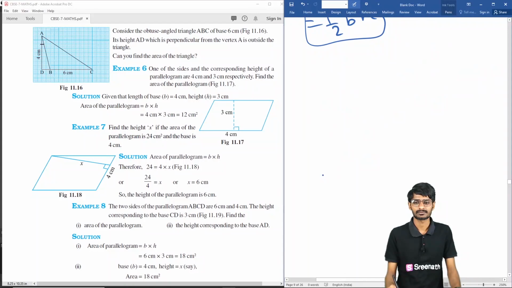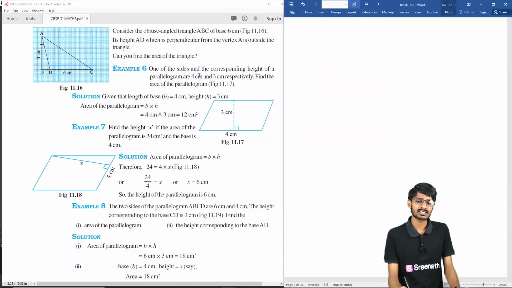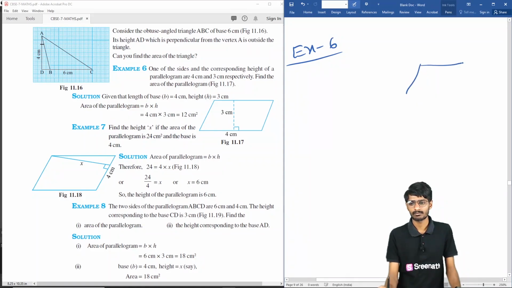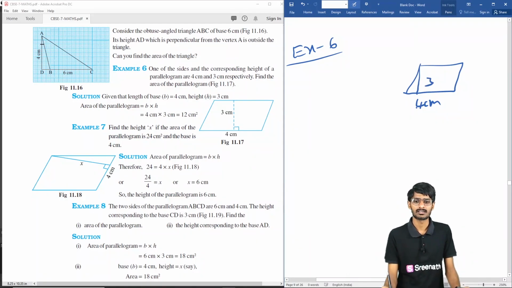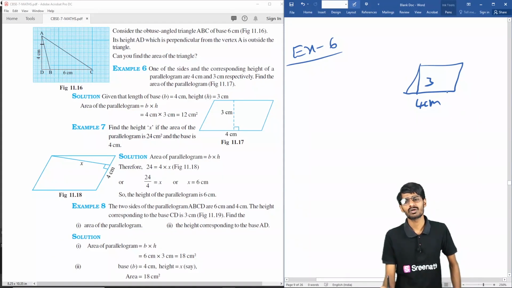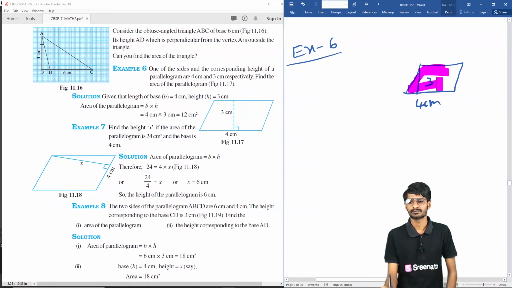Example 6. One of the sides and the corresponding height of a parallelogram are 4 centimeters and 3 centimeters. So example number 6, and we are having a parallelogram, and one of the sides, this side, is 4 centimeters and the corresponding height, this line, is 3 centimeters. Find the area of the parallelogram. We have to find out the total area of this parallelogram.